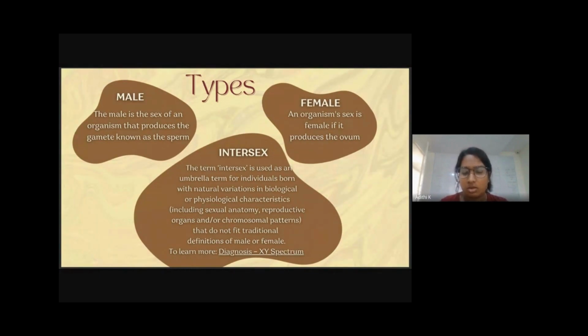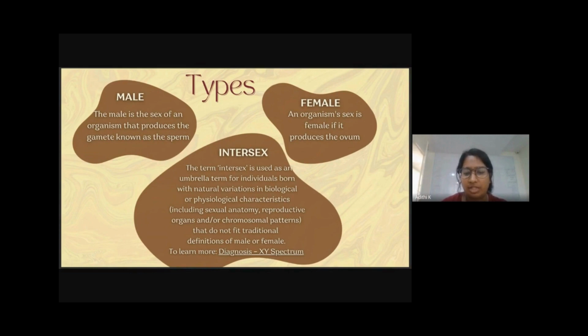The categories which do not fall under male or female are called intersex. Intersex has many different types of sex under it, and it is an umbrella term. This happens when there are natural variations in biological or physiological characteristics. Some of the examples are, one is Klinefelter syndrome, in which there is a chromosomal difference. Usually males have XY chromosomes. People with Klinefelter syndrome have an extra X chromosome.